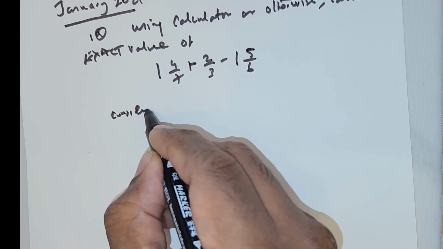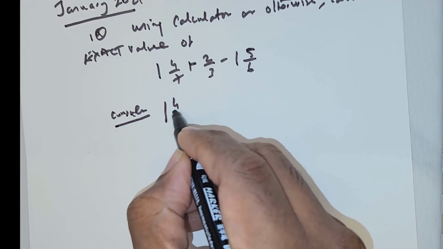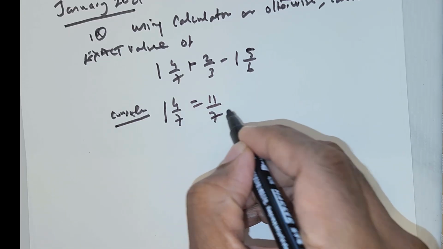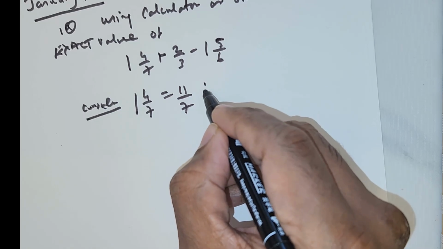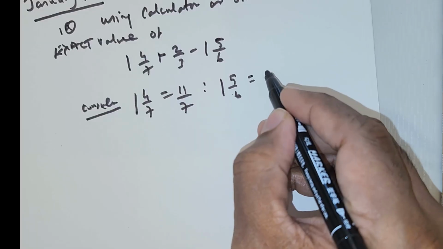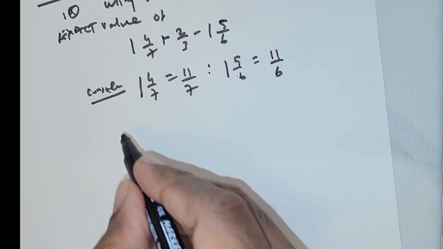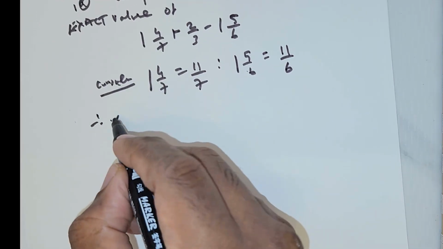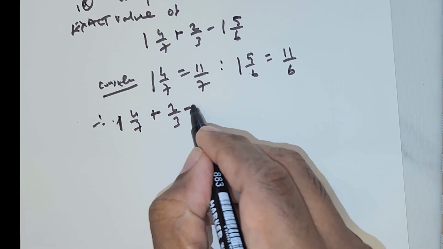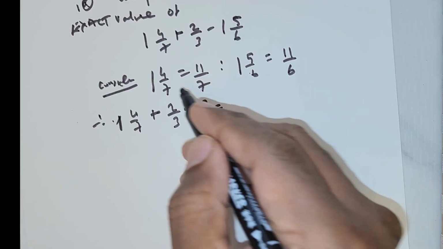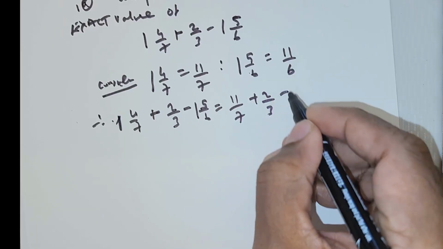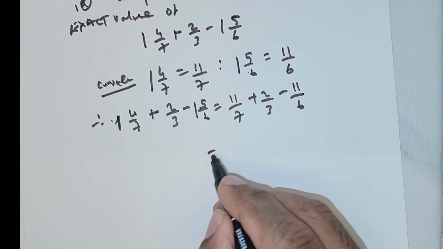Now let me consider 1 4/7. 7 times 1 is 7, added with 4 will give me 11/7. Now we will consider 1 5/6. 6 times 1 is 6, 6 added with 5 will give me 11/6. So therefore, 1 4/7 + 2/3 - 1 5/6 is rewritten as 11/7 + 2/3 - 11/6.